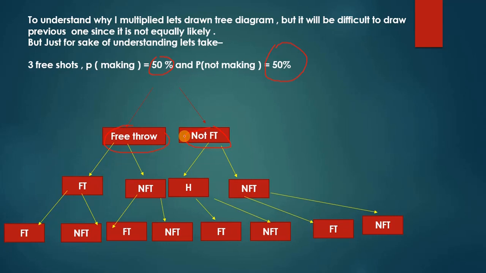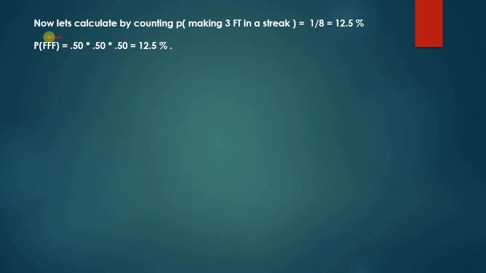Now if I expect to make free throws in a streak, free throw, free throw, free throw: first free throw, and again next what can happen? Free throw, not free throw. Again, doing it three times, free throw, not free throw. Like this. And I want the probability of free throws in a streak. Then it's 0.50 times 0.50 times 0.50, which is 12.5%.